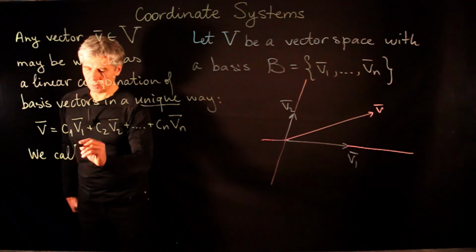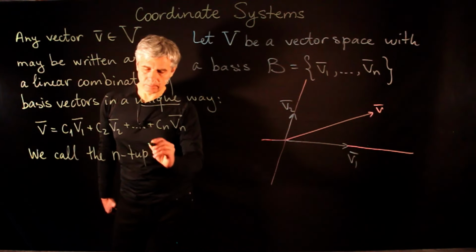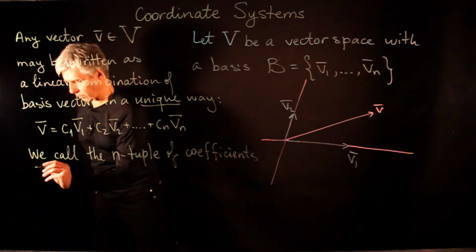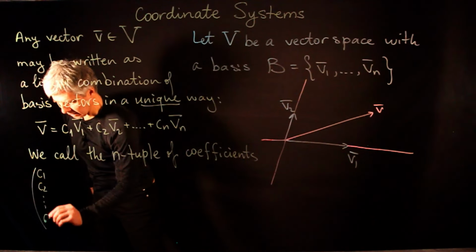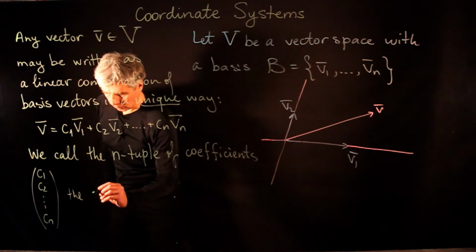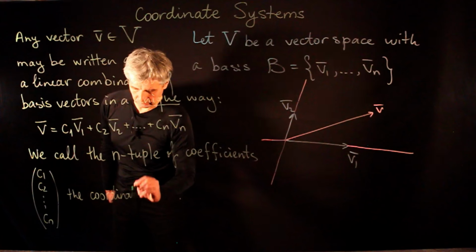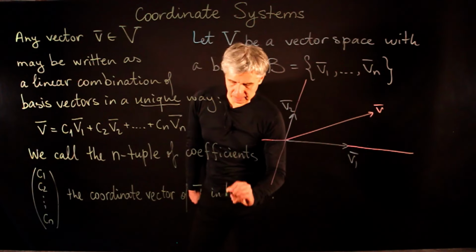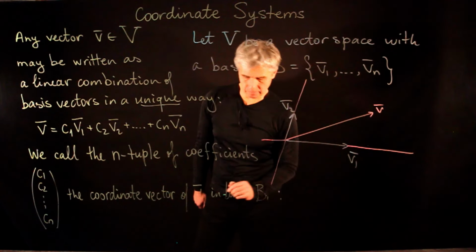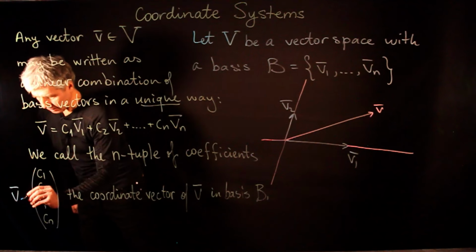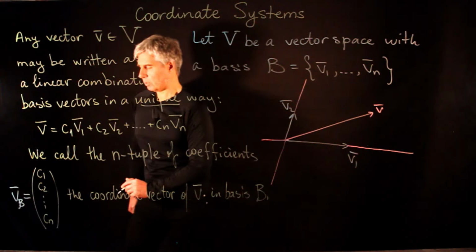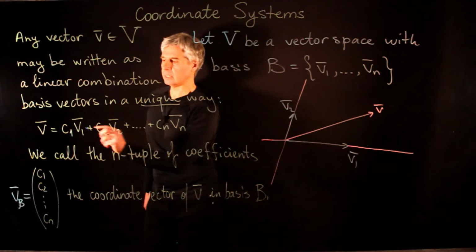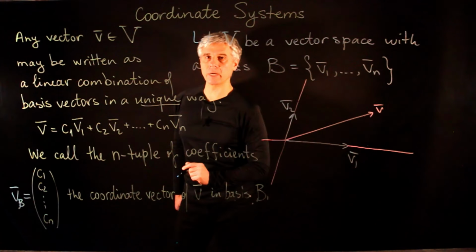We call the n-tuple of coefficients, so this column c1, c2, cn, the coordinate vector of v in basis B. And we're going to denote it as v with the subscript B. So v_B will be the coordinate vector of a given vector v with respect to a basis B. And we obtain it by decomposing the given vector as a linear combination of basis vectors.